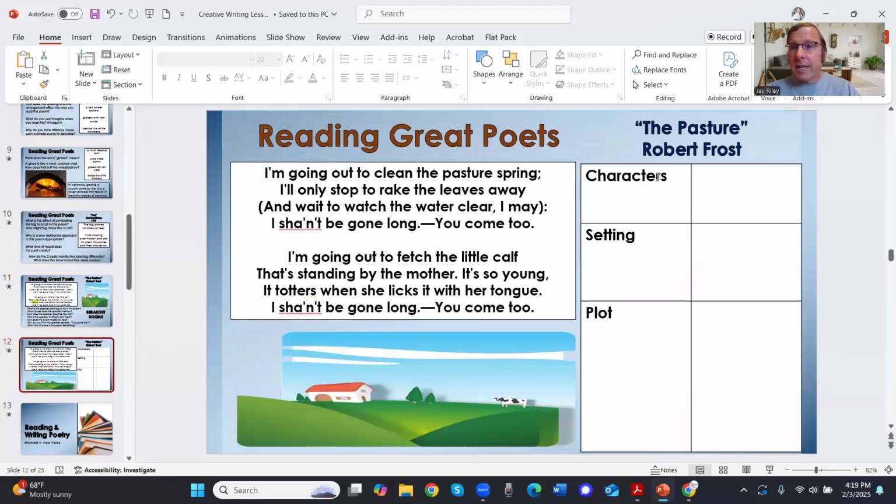So one thing I do is I try to treat narrative poems just the way I would treat any narrative that's told through prose. I give my students a graphic organizer and I ask them, please complete this organizer. So you can go ahead and read through this poem and complete the graphic organizer. Tell me who the characters are, what the setting is. Remember, the setting is where and when the story takes place. And tell me about the plot. Tell me about the sequence of events as we move through this poem.